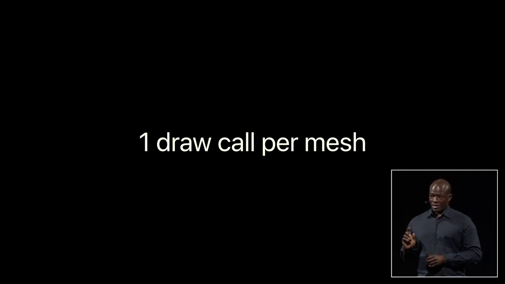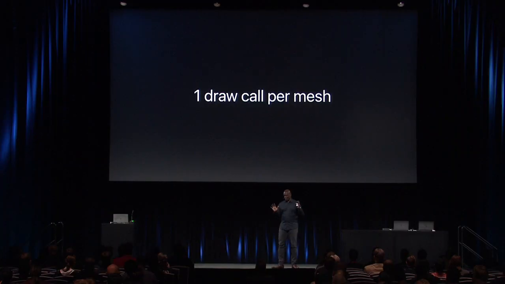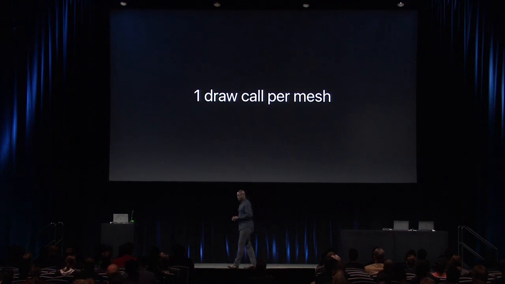There's one rule I want you to remember: when you're talking to the GPU, there's one draw call per mesh. You have 1,000 meshes, you have 1,000 draw calls. So if we look at our grass tile and we want to actually combine them somehow, that sounds like a reasonable technique. I'm going to show you how we can do that.